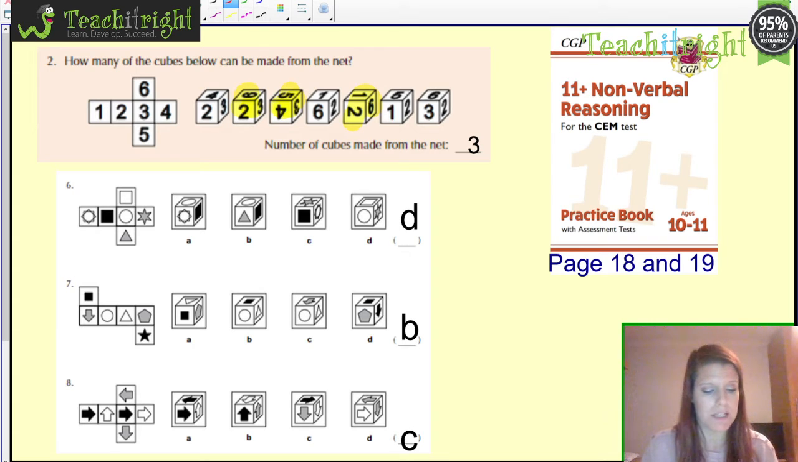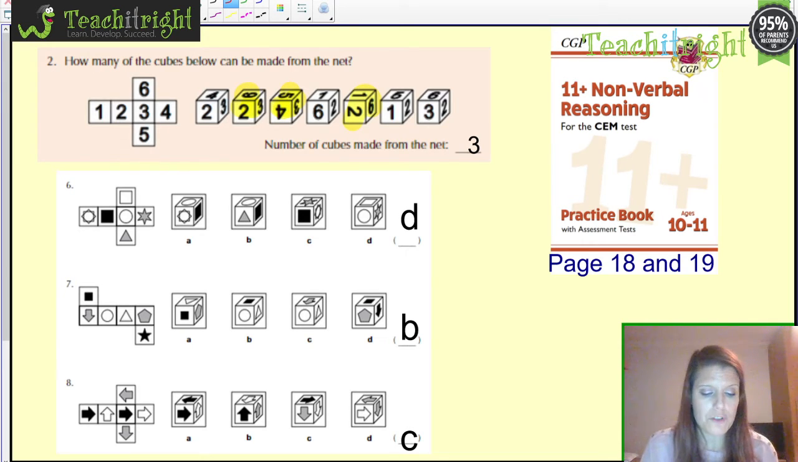This is shape D. And the reason why we have ruled out the others, I will show you in a bit more detail on the next slide. So 7 is B and 8 is C. And actually, I'll go through it with you now before we move on to some other examples.